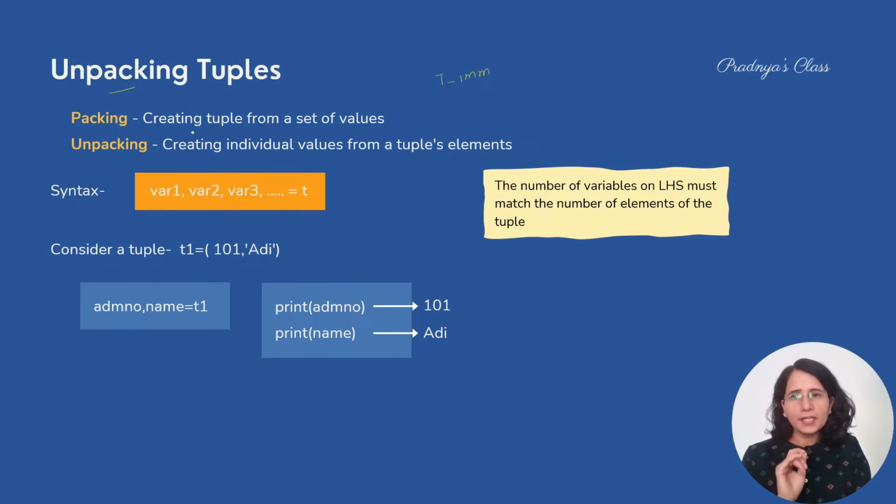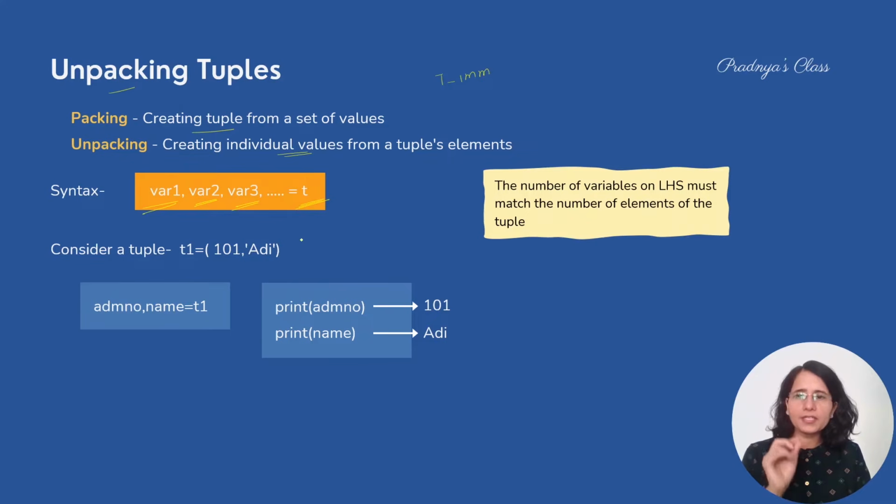Packing is creating the tuple from a set of values, and unpacking means creating individual values from tuple elements. So all the tuple elements will get stored in different variables using unpacking. So here is the syntax. We have to write the variable names, and the number of variable names should match the elements of the tuple, and here we have to mention the name of the tuple.